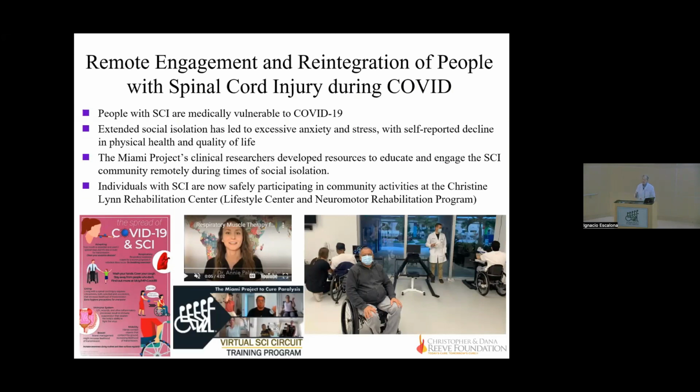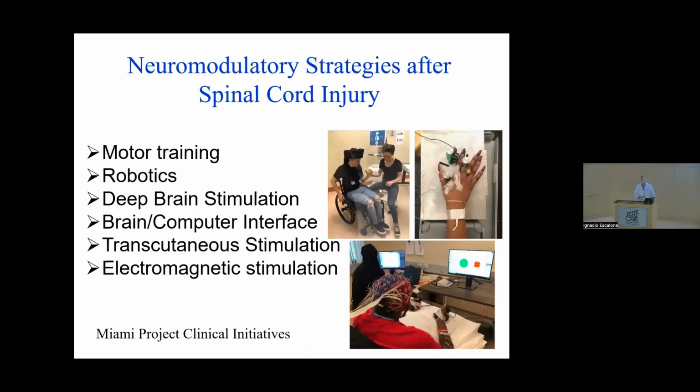In fact, one of our companies that we're working with, BrainQ, from Israel, is actually allowing us to take some of the equipment home so the patient can do stimulation studies and rehabilitation studies at home. And we have this big educational program now that we're continuing after COVID. So we're doing a lot of neuromodulation, a lot of excitement in this field: motor training, robotics, deep brain stimulation, brain-computer interface work, transcutaneous stimulation, electromagnetic stimulation.